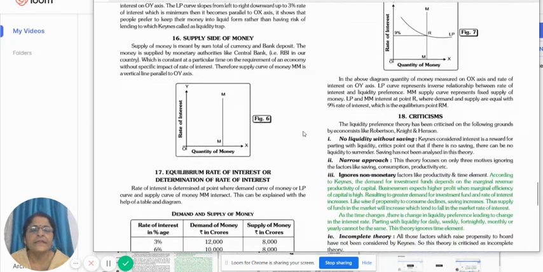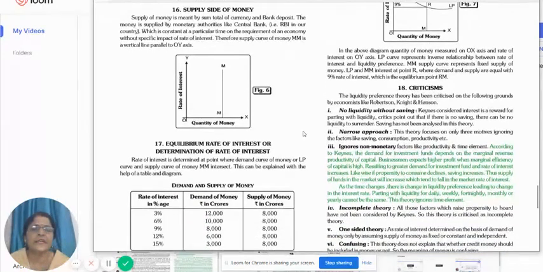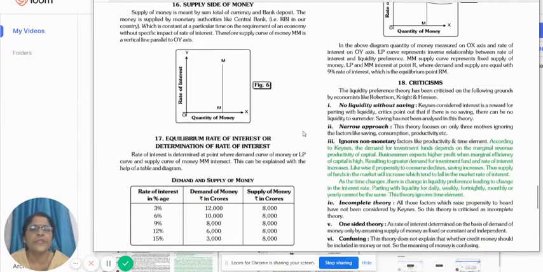Now, the second criticism faced by this theory is that it is considered to be a narrow approach. This theory focuses on only 3 motives, ignoring factors like saving, consumption, productivity, etc. Now, the third criticism faced by this theory is that it ignores non-monetary factors like productivity and the time element.